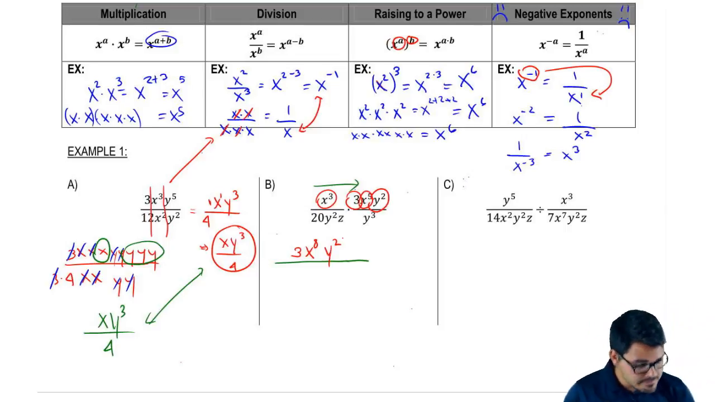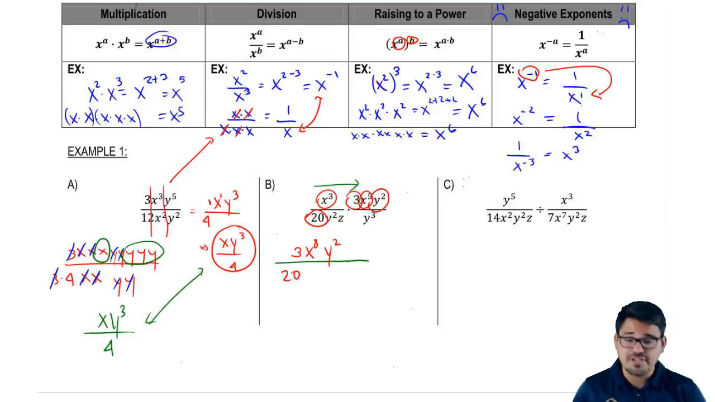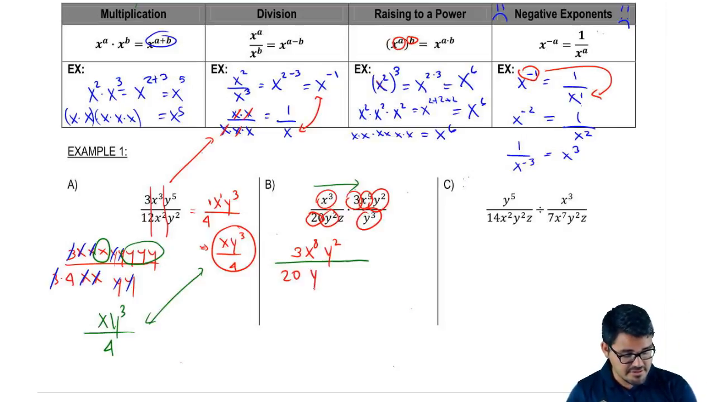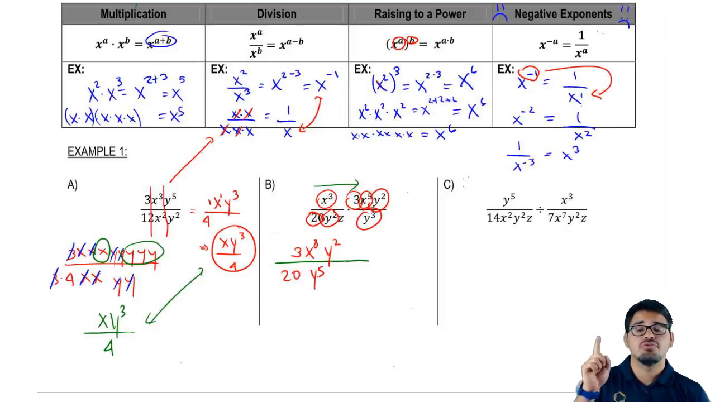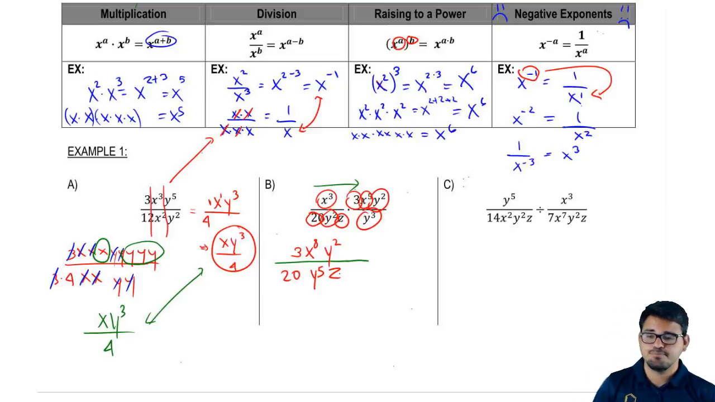Now I'm going to go to the bottom. I look at the 20. It's lonely. I'm just going to bring it right down. And then I'm going to go look at the y squared. And can I multiply the y squared with anything? This 20 is kind of hogging up my space. So y squared is going to be multiplied with y cubed. And that's y squared times y cubed. That's going to give me y to the fifth. It's going to be y to the 2 plus 3. That's y to the fifth. And then I'm going to have a lonely z down here. I'm just going to bring it right down.